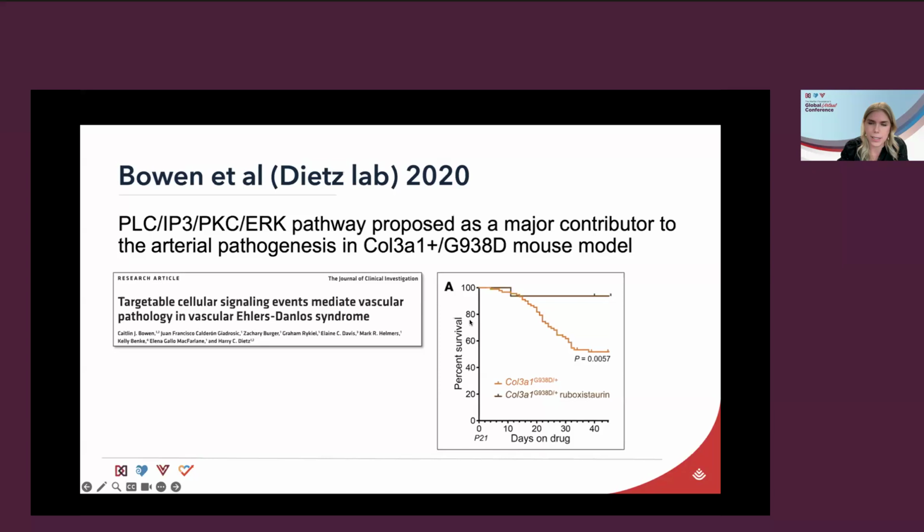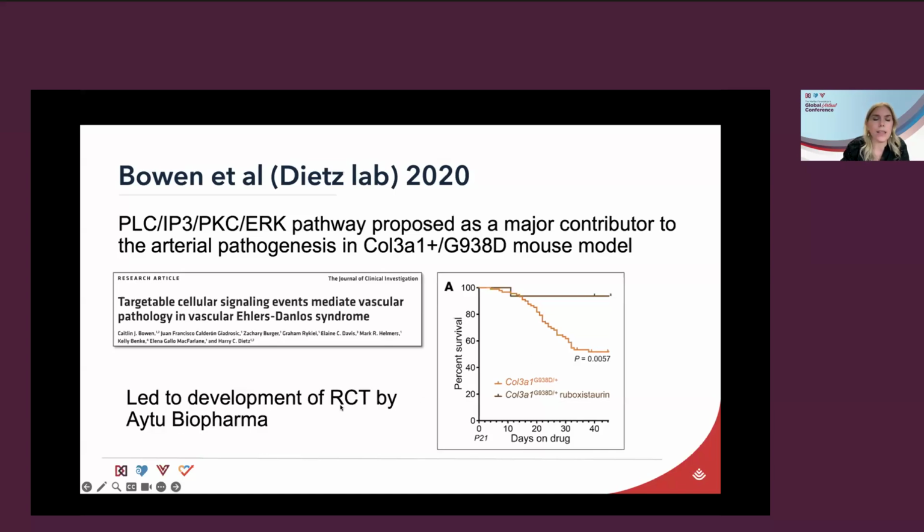You kind of drop a line and say, what line are we at? But if you got 40 days on the med, 50% of the mice not on meds were alive versus 95%. So this ruboxistaurin looked really good for helping VEDS.